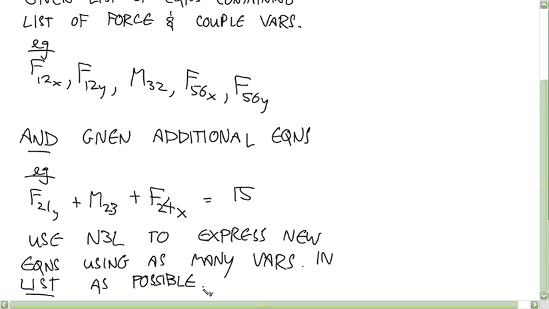Okay, that's just a careful way of describing what we did in that last problem. We're trying to use Newton's third law so we don't build up too many variables. We're trying to use as few variables as possible. Okay. So I'll call this the unreduced equation.